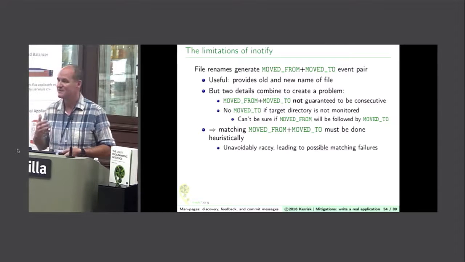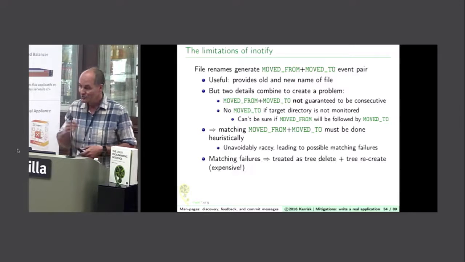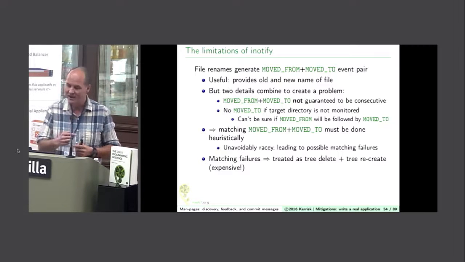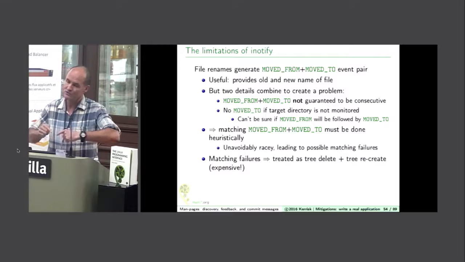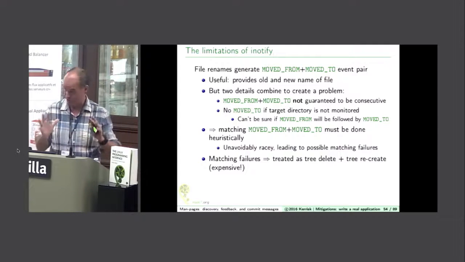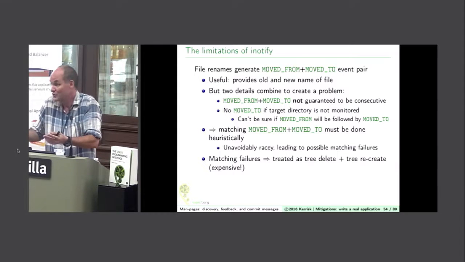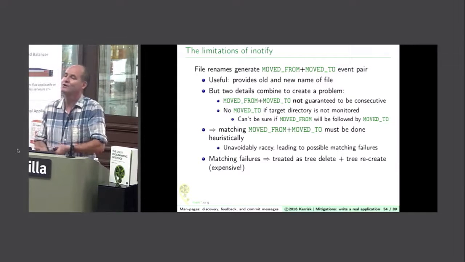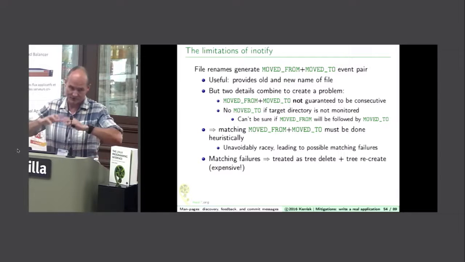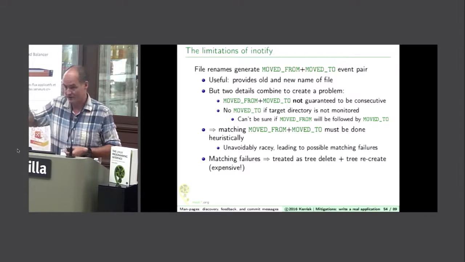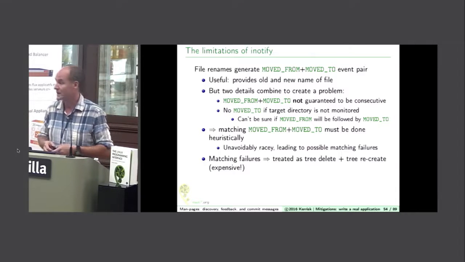Trying to do the matchup is inevitably racy, okay? And if you make the wrong decision, in other words, suppose you decide that there was a moved from event, but actually there is no moved to event, then you're going to treat that as a deletion from your monitored set. And then when actually you do find the moved to event, because it was really there, but you just didn't see it, then you have to recreate your monitoring. If you're monitoring a big tree, it's going to be expensive to recreate all of the watches on all of the directories.